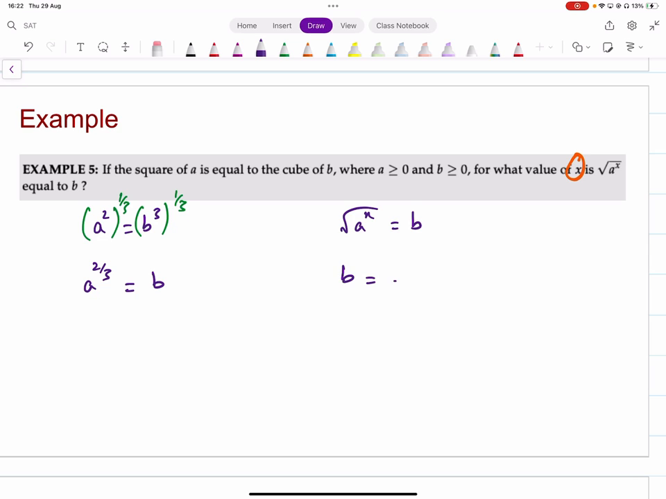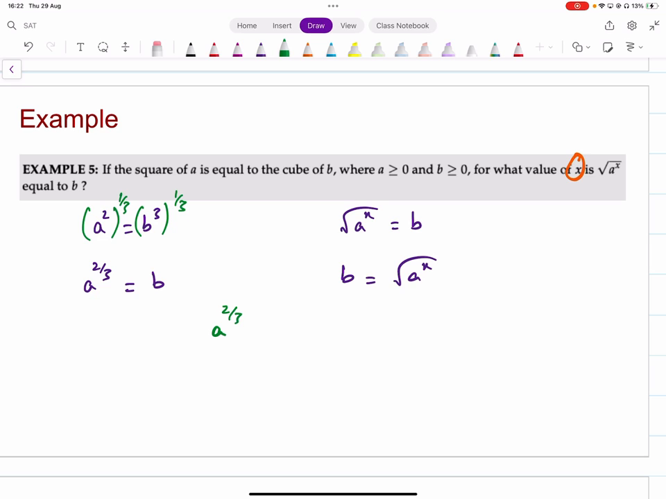Here we have b equal to square root of a raised to the power x, and here we have b equal to a raised to the power 2 over 3, the cube root of a square. Okay, but on the right side, this is supposed to be a square root, right? If b is equal to this and b is equal to this, can we just equate them? Okay, so let's do that.